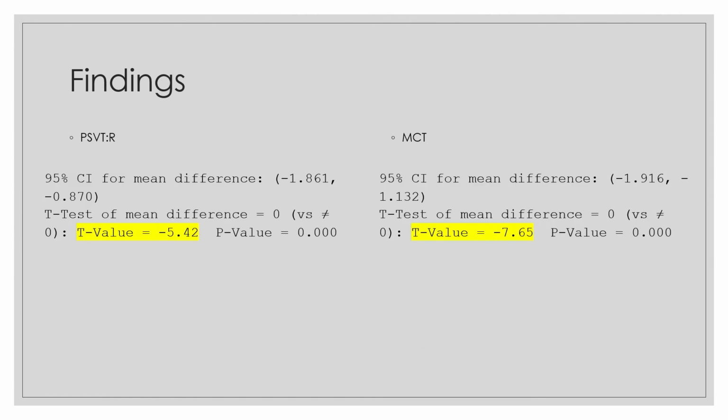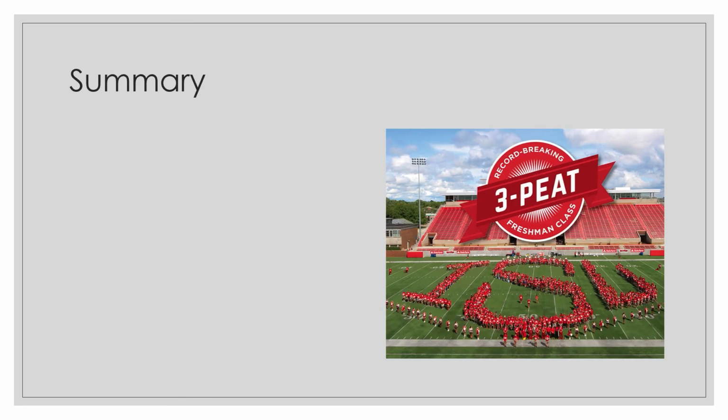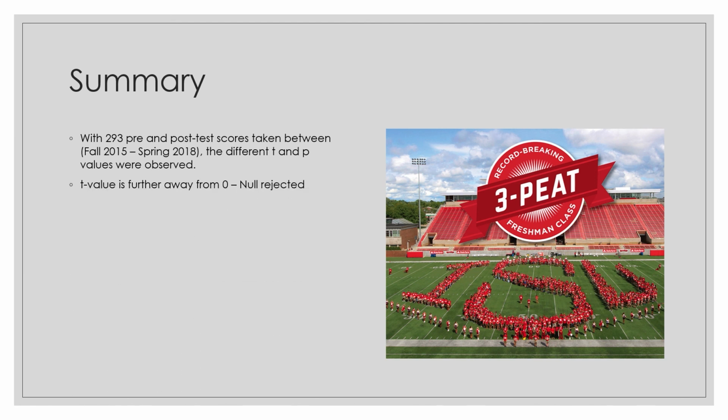Moving on to our other findings, we have a t-value of negative 5.42 for the PSVT and negative 7.65 for the MCT, which means there is greater evidence against the null hypothesis. With many tables stating a p-value of 0, the null hypothesis is also rejected. So the summary: with the 293 pre- and post-test scores taken between fall of 2015 and 2018, the different t and p values were observed. The t-value is further away from 0, so the null is rejected. The p-value is 0, so we reject the null hypothesis.